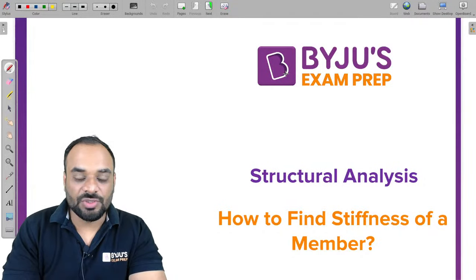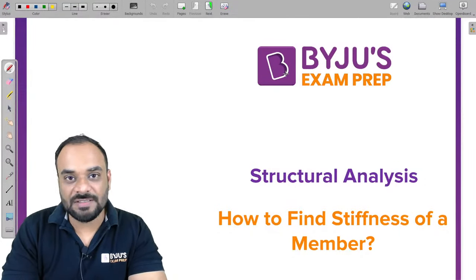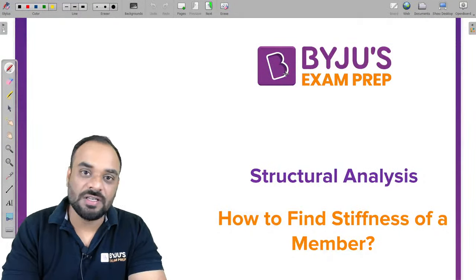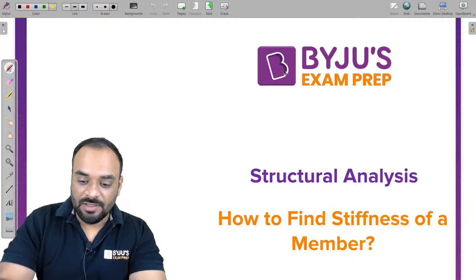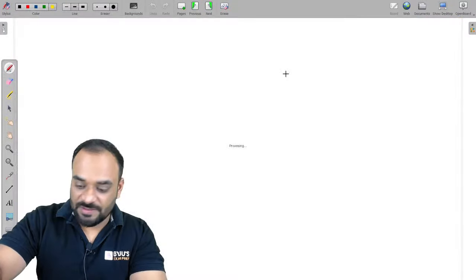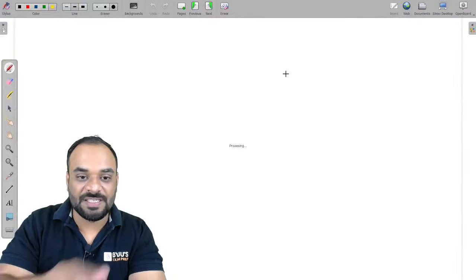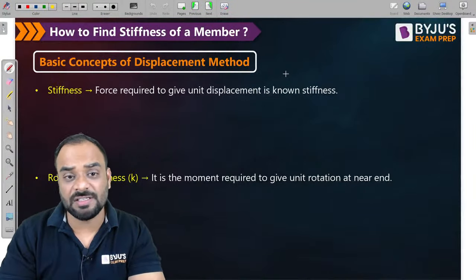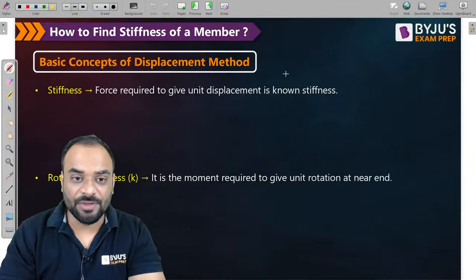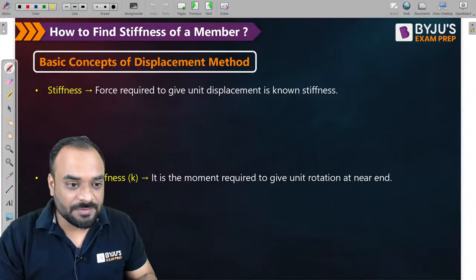Okay. So we will discuss what is basically stiffness and how we can find out the stiffness for various conditions, and we'll solve some of the questions also in this particular session. So let's start this particular session guys, and let's discuss what is basically stiffness and how we can find it out. And this is a very fundamental concept of the displacement method. Okay. So let's start it guys.